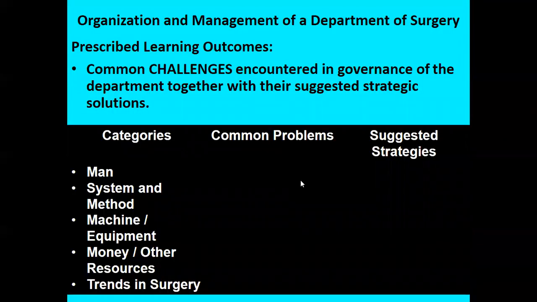Remember this starting table with 5 categories: man, system and method, machine and equipment, money, and trends, and recall the common problems under each category and my suggested strategies. You can add more as needed based on your settings and circumstances, particularly on the strategies.